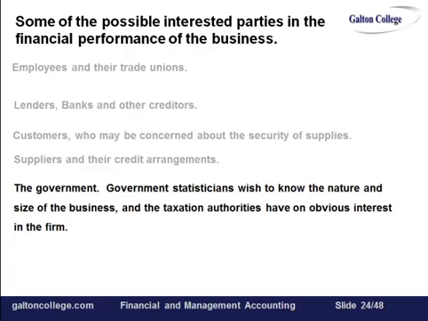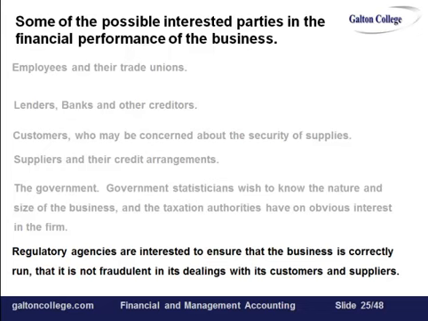And of course the taxation authorities have an obvious interest in the firm. They want to get tax revenue for the government. But also regulatory agencies are interested to ensure that the business is correctly run. It's not fraudulent in its dealings with its customers and suppliers. It's not cheating anybody.